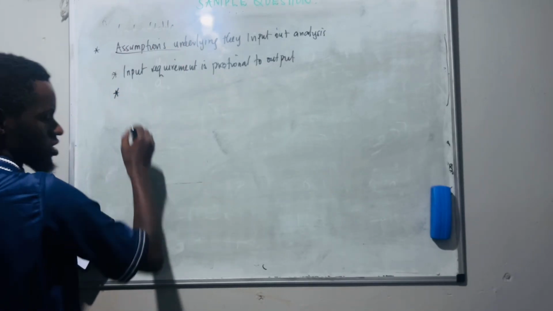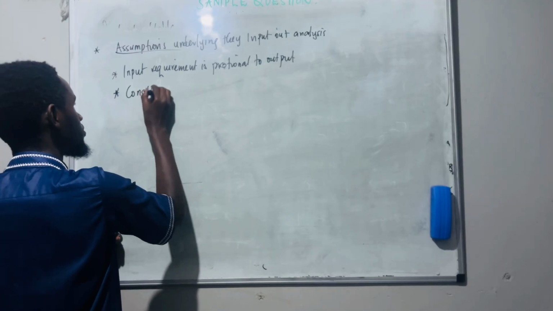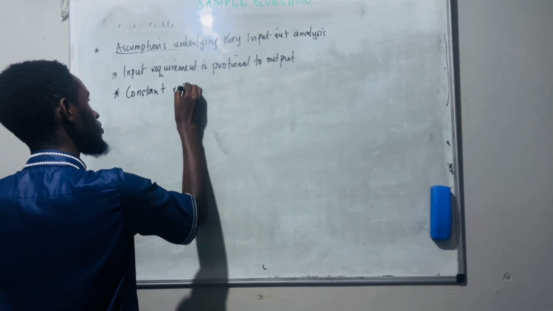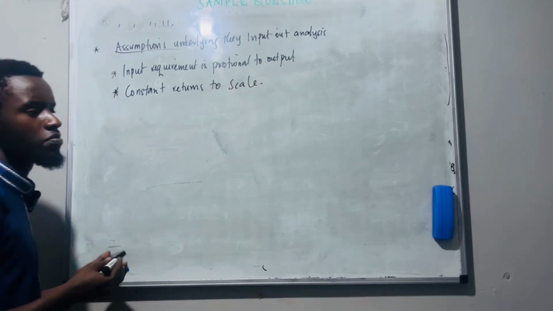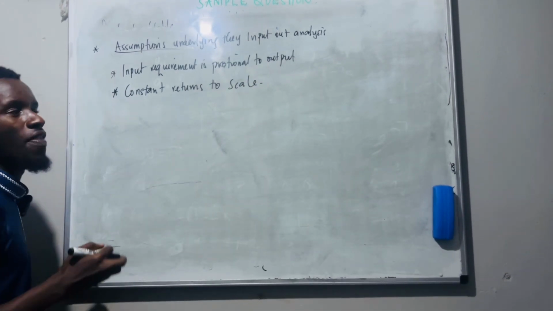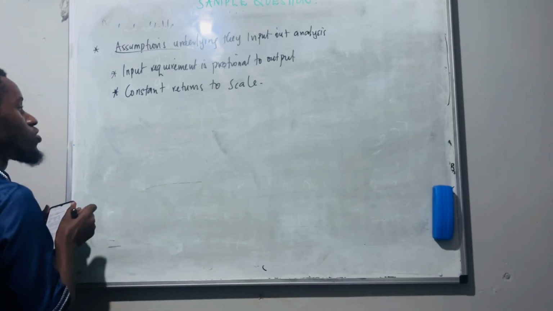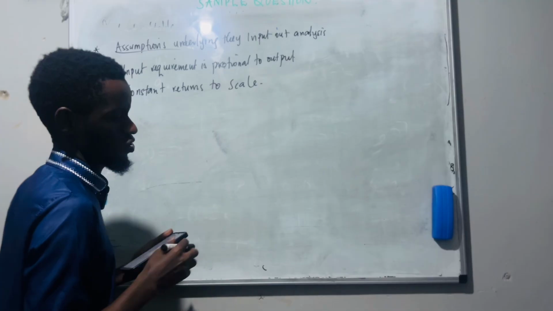The second one, we assume that there are constant returns to scale. Meaning what? Meaning that if I double my input, my output has to double. That's the constant returns to scale. If I double my inputs by 2, output also has to double by 2. I think that also makes sense.